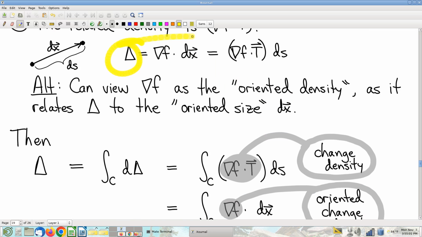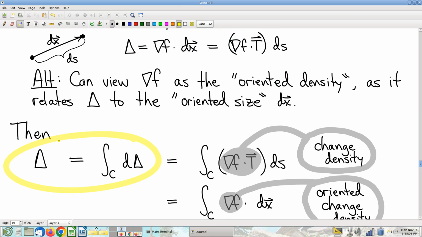But with this alone, we're already ready to write down the theorem, and here it is. We've already observed that change is an accumulating quantity, so I can take my curve, chop it up into little pieces. Total change is the sum of all these little bitty pieces of change that you have along the way. This is just accumulation.